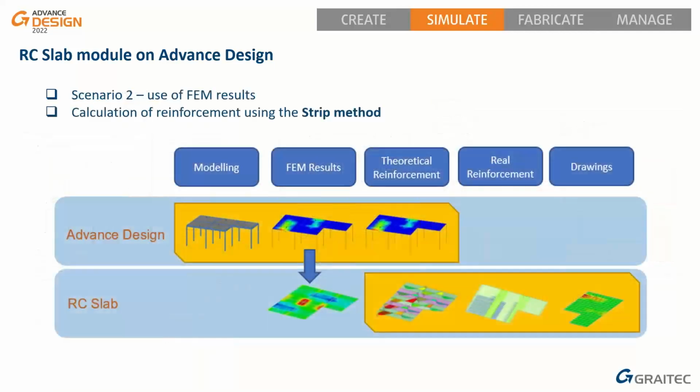Okay, as I said, there are two main scenarios. The first scenario was to take the theoretical reinforcement calculated on Advance Design, but there is also another scenario. We can stop calculations on Advance Design on the finite element part and import just finite element results, some bending moments, for example, to the slab module, and then do the calculation of the theoretical reinforcement using the strip method. Next steps are, in fact, the same as in the first scenario.